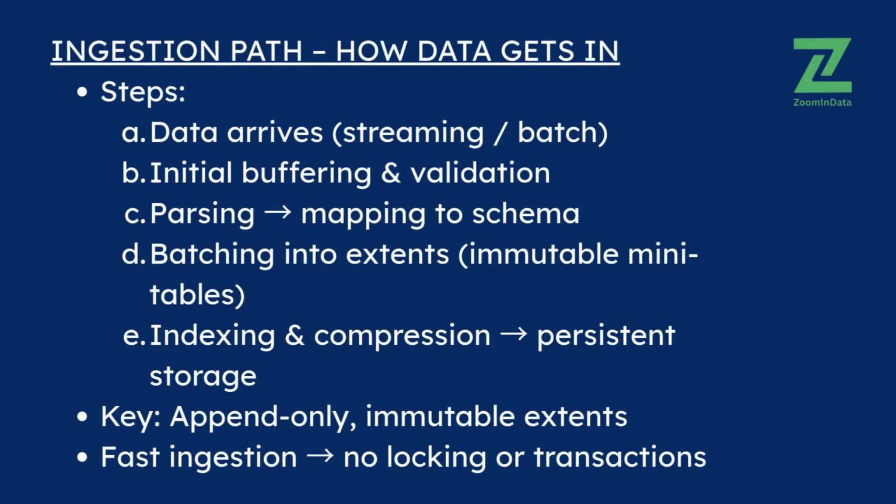Let's walk through the ingestion path. Data arrives either streaming, like from event hubs or IoT, or in batches, files, queues. First, it's buffered and validated, then parsed and mapped to your table schema, handling JSON, CSV, whatever. Next, it's batched into immutable units called extents. Think of them as mini tables that never change once written. Finally, each extent gets indexed and compressed before going to persistent storage, Azure Blob.